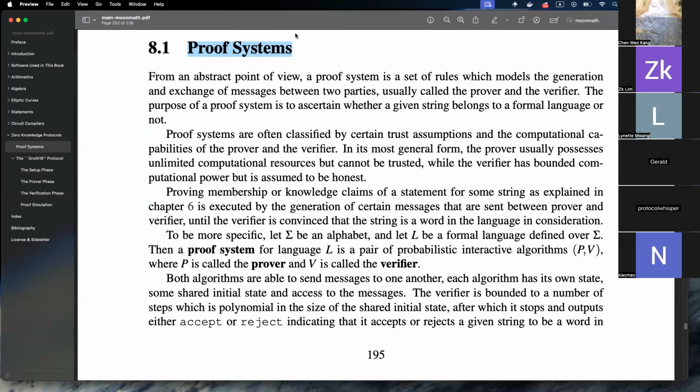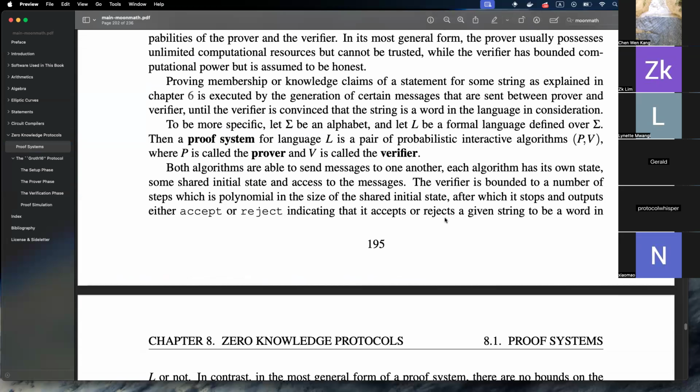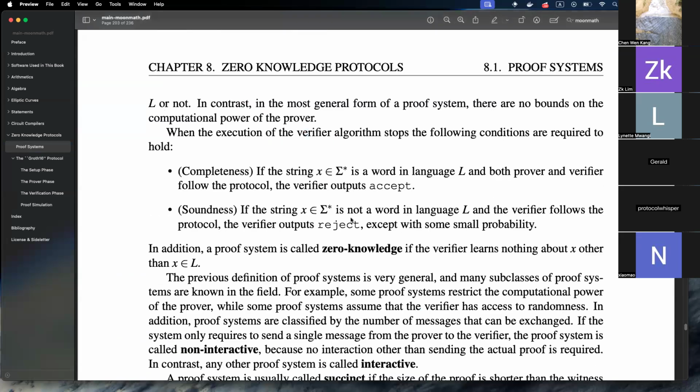But there is a more formal explanation of this, which is this. Let sigma be an alphabet and L be a formal language defined over sigma. There is then a proof system for the language L, which is a pair of probabilistic interactive algorithms, PV, prover and verifier. And usually we want completeness, soundness, and of course zero knowledge in this case. I believe we briefly went through what those are in the first session.